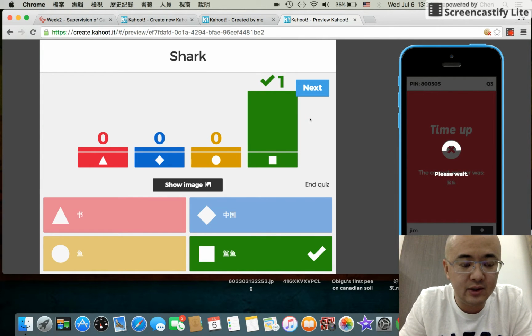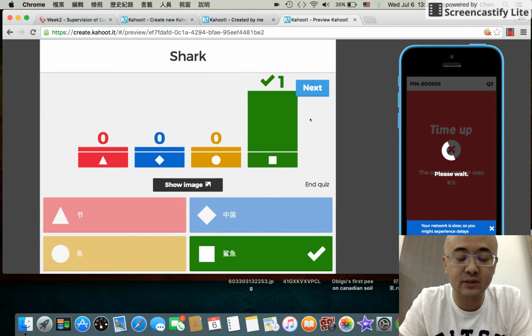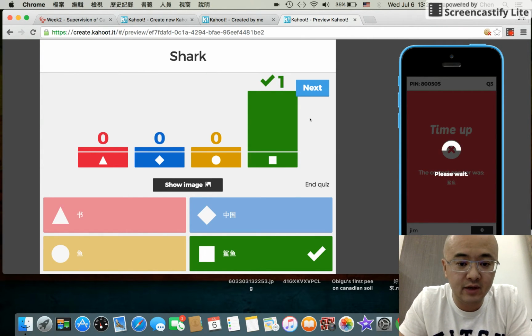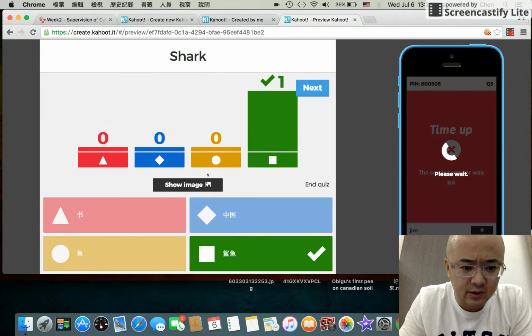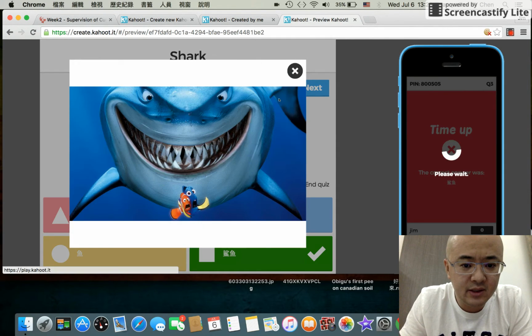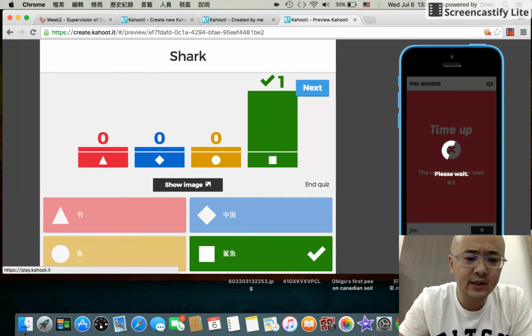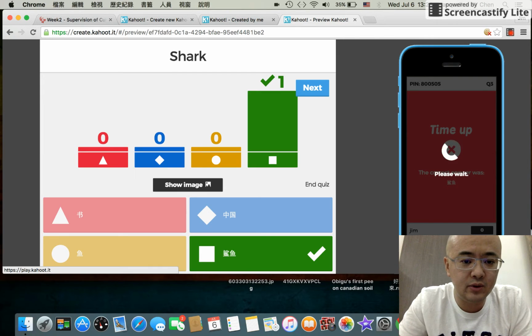So each student will receive their own iPad. It's a small group, about 8 students. Each of them will receive an iPad and or a Chromebook, depending on the availability of those technologies. So they will see a screen like this. They will see an image and the English word, and they have to choose the correct Chinese word that matches the English word. This usually happens after my main lesson.